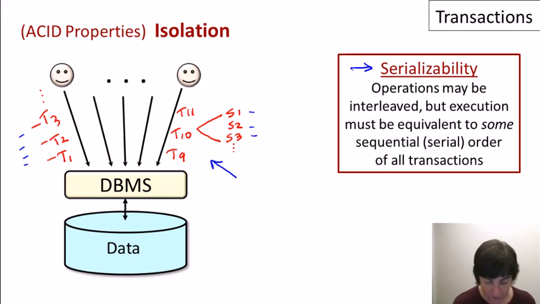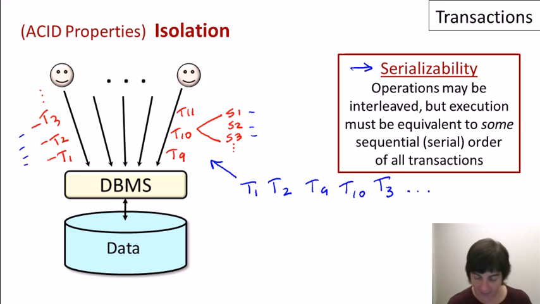So perhaps the equivalent sequential order will be as if the system first did transaction T1 and maybe then T2, T9, T10, maybe back to T3 and so on. And again, the system has to guarantee that the state of the database at this point in time, even if it's interleaved the statements within these transactions, looks as if these transactions executed in order.